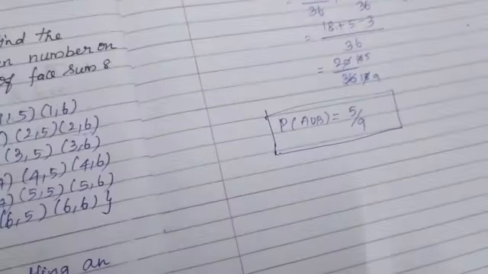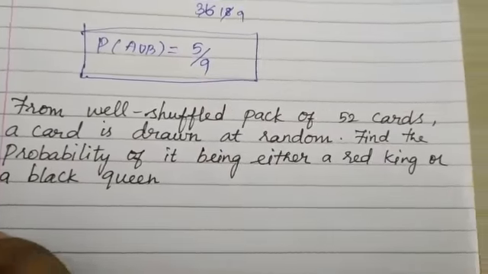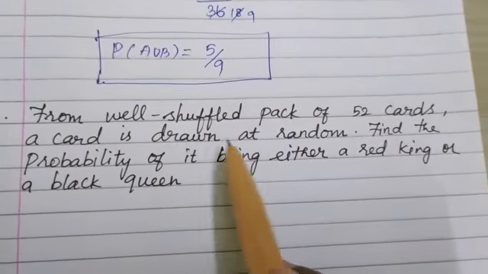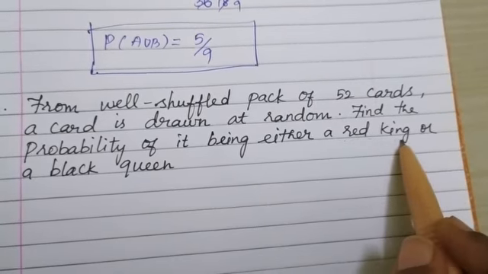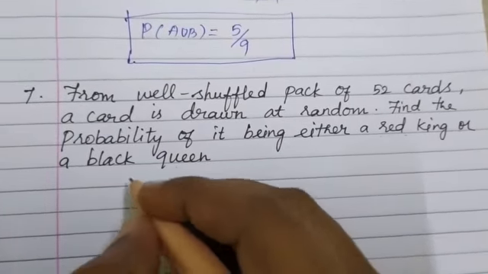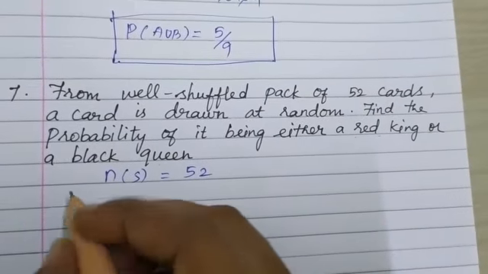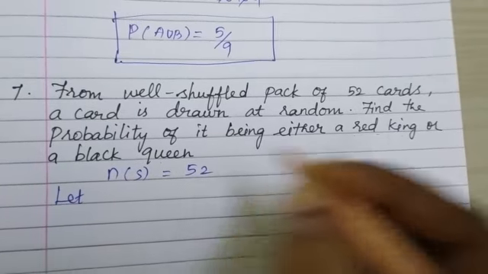Next question, 7th question. From a well shuffled pack of 52 cards, a card is drawn at random. Find the probability of it being either a red king or a black queen. So you find A union B. Okay, first is red king, second is black queen. Already you know number of S is equal to 52 cards. So number of S equal to 52. The first event I will take.